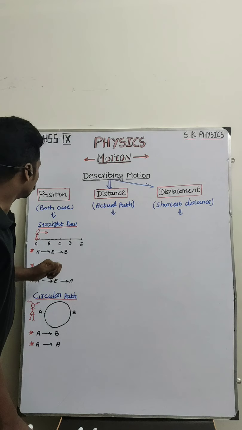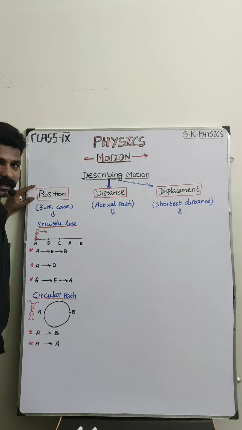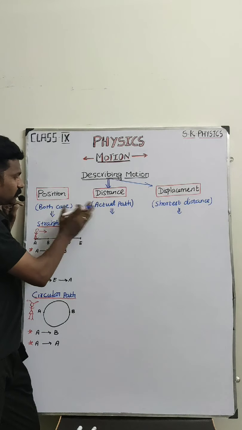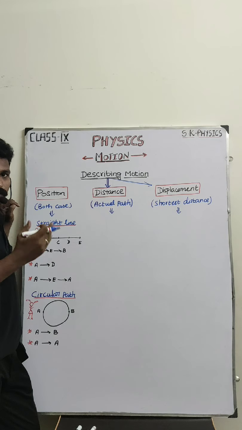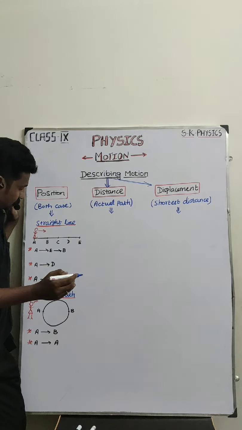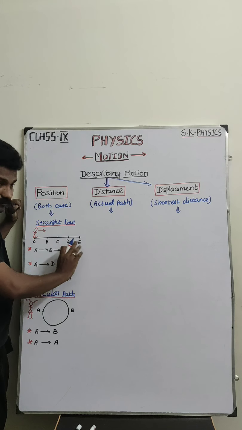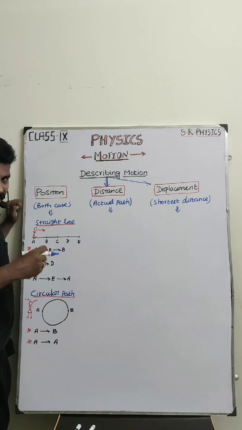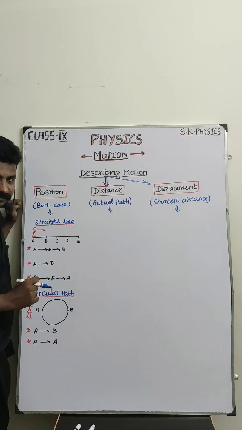Now here I have mentioned different types of positions. It is a common example, a common diagram for both cases, so I can mention both cases. Let's see one by one. First, let's take a straight line. In the straight line, let us imagine there are different points, A, B, C, D and E. For our convenience, let us consider each gap as 1 meter.